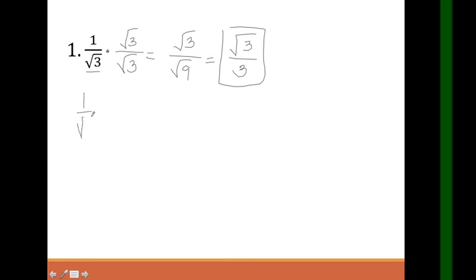So, for instance, we have this one. We get the denominator by rationalizing. So, we have square root of 3. 1 times square root of 3 is the square root of 3. And then, we can just cancel the square root and then just copy the radicand, which is 3. So, the answer is 3.